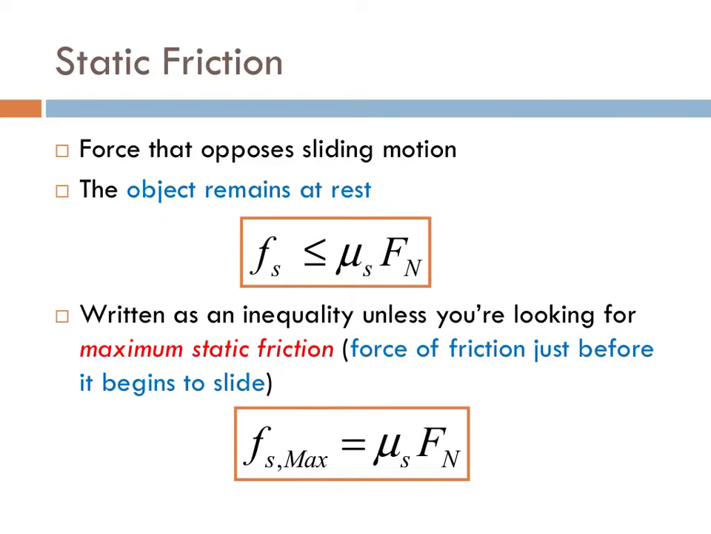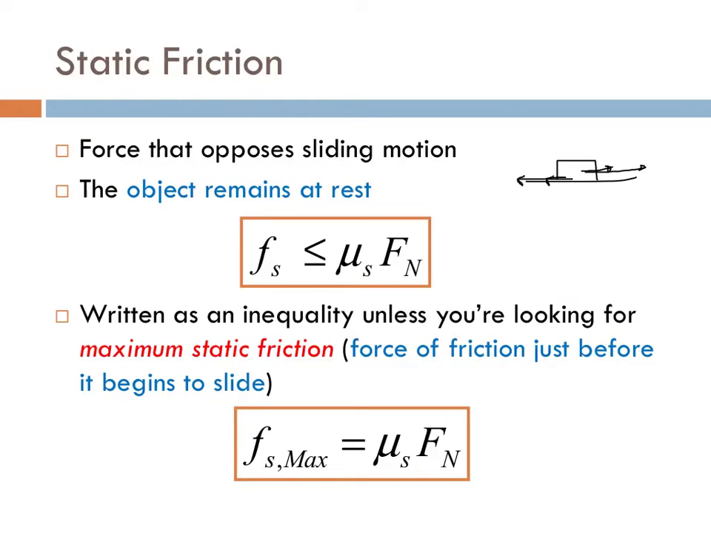With static friction, if you have an object and you apply some force to it and it is not moving, there must be some friction. If you apply a larger force and it's still not moving, then the friction is also increasing in proportion to that.